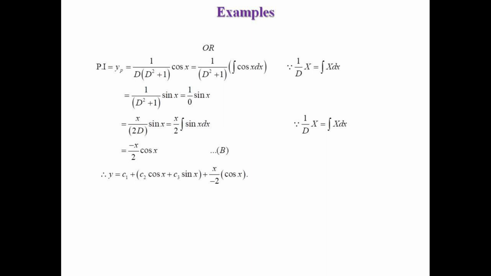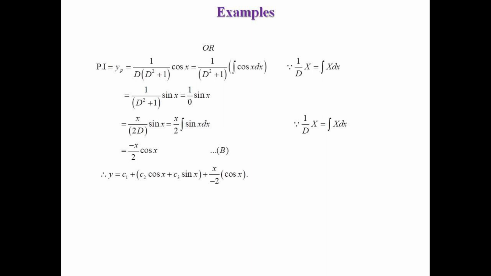Whenever a 1 upon d term is present in the denominator, we can write this as integration of x dx. If we apply this formula, then we get the final value for particular integral as minus x upon 2 cos x, which is our equation number B. Again if we combine equation number 1 and 2, we get the complete solution of the equation.